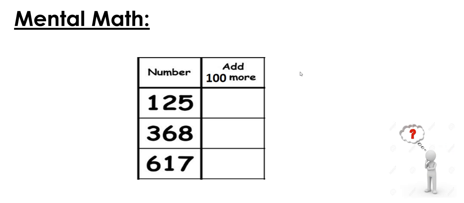Let's start first with mental math, and I hope you do this in less than 1 minute. You need to see this number on this column, and then you need to add 100 more. So 125 plus 100 more equals, go ahead and do it. You have less than 1 minute. Start.